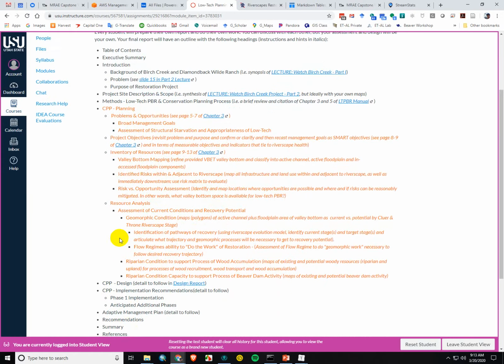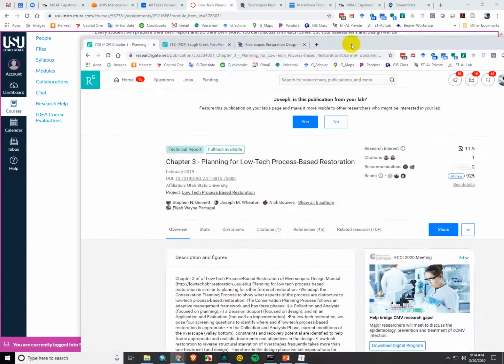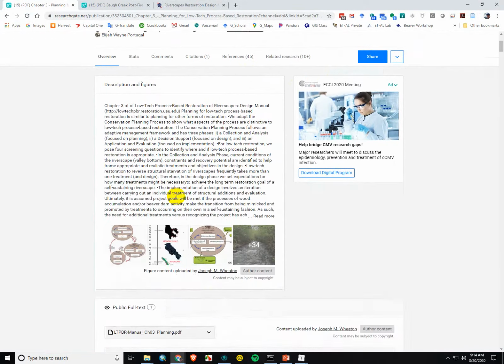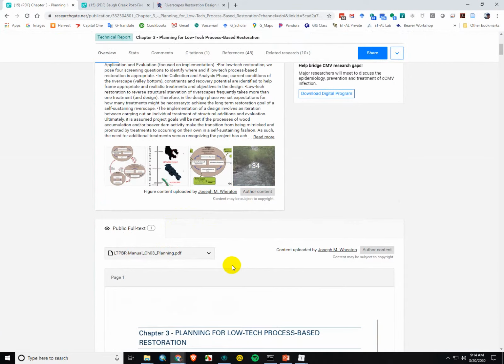What is important to recognize here is that the problems and opportunities that we're talking about all come out of chapter 3, which I'm just bringing up here on another screen, so just bear with me for a moment. So, chapter 3 of the design manual, okay? And if you did the reading assignment, that will hopefully be a reminder and pay off.